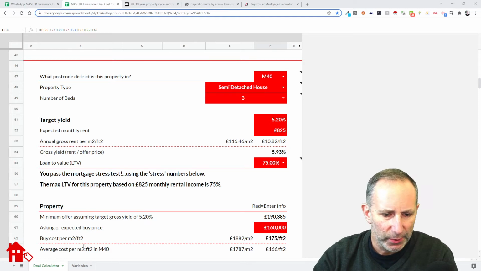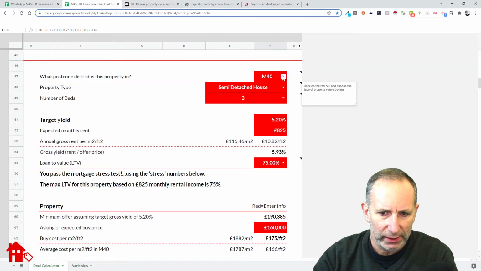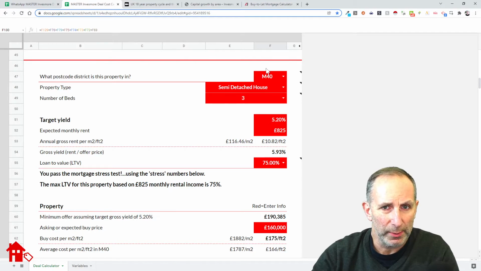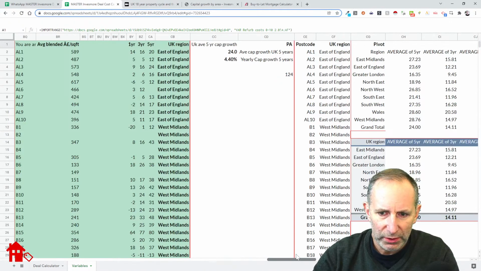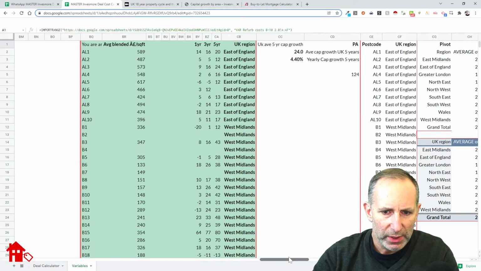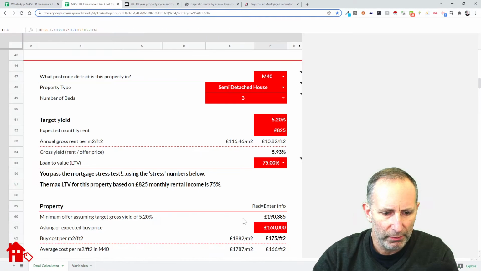Now, the next thing is we have lots of variables, and they drive a lot of the calculations. The very first and critical variable is where the property is, because we want to know what the capital growth is like. So in the variables section, I've got capital growth for every single postcode district in the UK, and that comes from my good friends, the property data people, who are very good.